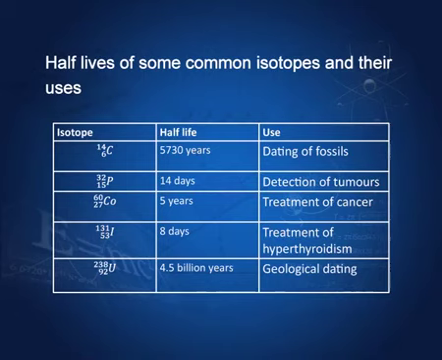Phosphorus 32 is used in detection of tumors in the human body. Cobalt 60 is used in treatment of cancer. Iodine 131, half life of 8 days, is used in treatment of hyperthyroidism. If somebody suffers from high thyroid levels, then this is used. And uranium 238, with a half life of 4.5 billion years, 4.5 × 10^9 years, is used for geological dating, that is geological eras, which are given in millions of years.